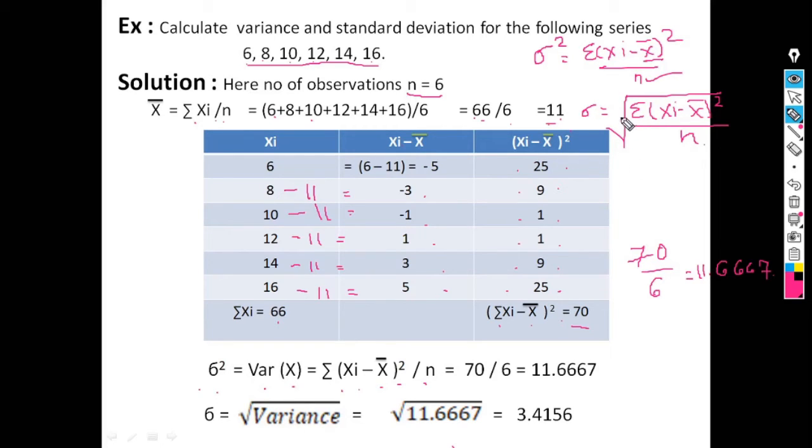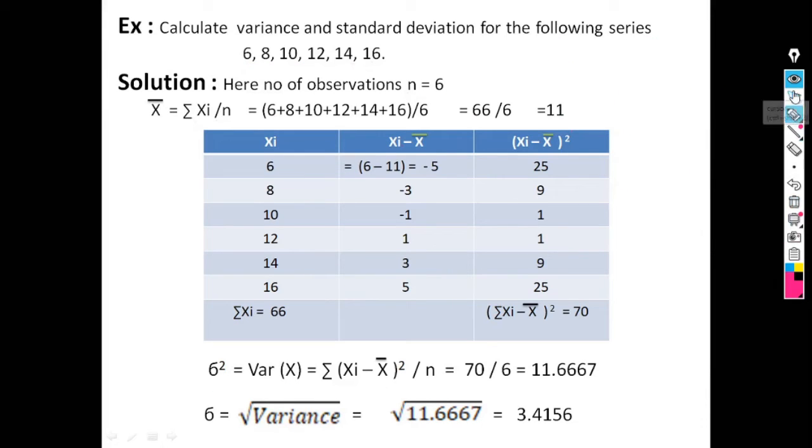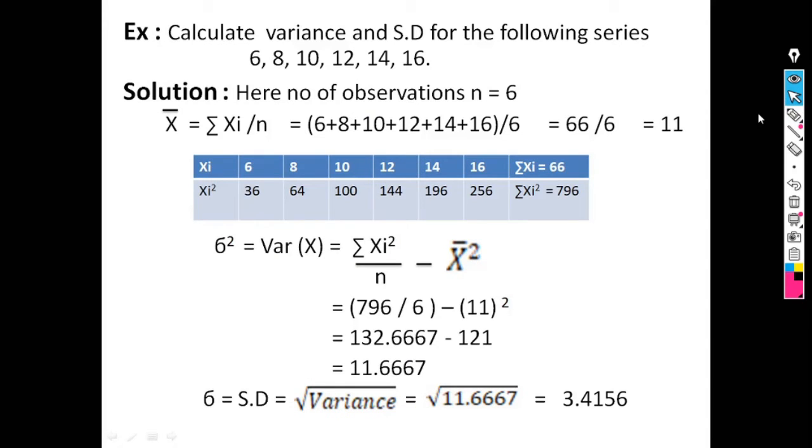Standard deviation is the positive square root of variance, that is, sigma is equal to the square root of summation of xi minus x bar whole square divided by n. So just substitute the value and take the square root: summation of xi minus x bar square is 70, divided by n which is 6, and its value is 11.667. We have to take the square root of 11.6667, which is equal to 3.4156. In this way we can calculate variance and standard deviation for individual type of data.